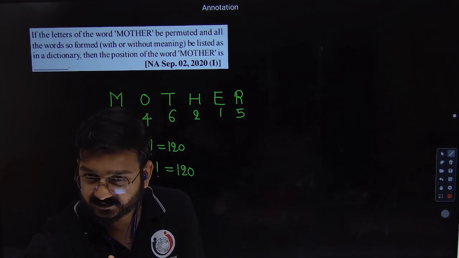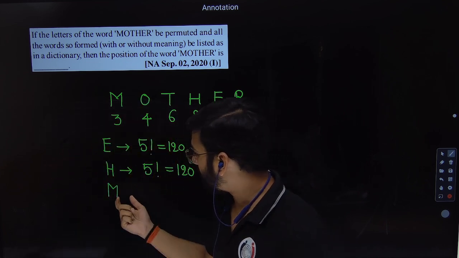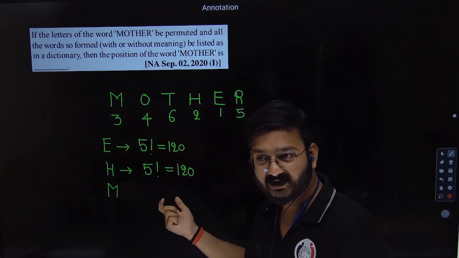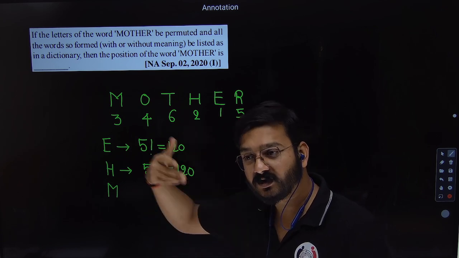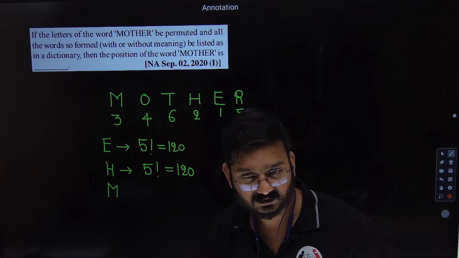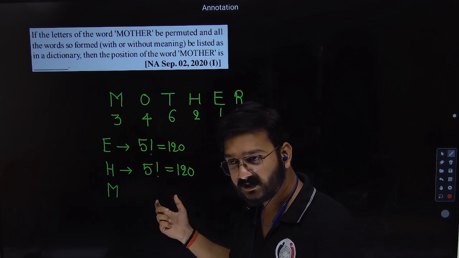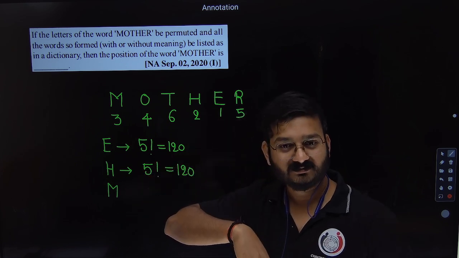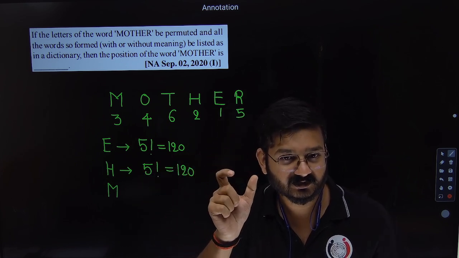After M, which words are coming? The mistake we make is we write all the words starting with M. Again, we write 120. So the word MOTHER will get crossed, right? Crossed in the sense you will not be able to find out the rank. If you find all the words starting with M, you will cross that word. You will not be able to find the rank. What is the rank of the word?